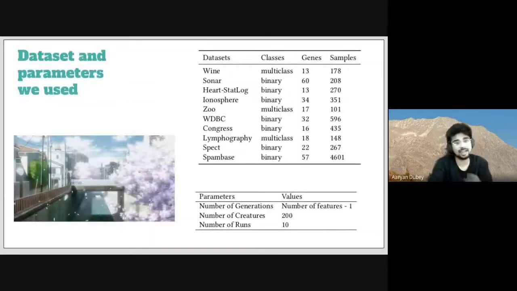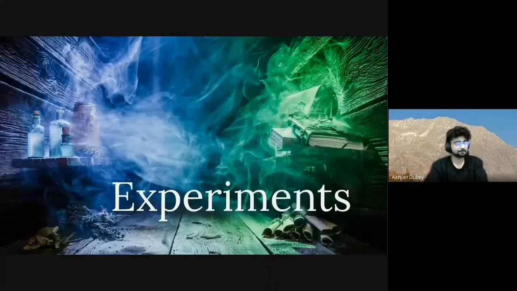Now, some datasets and parameters that we used to test our algorithm. We used 10 datasets. Out of the 10 datasets, 3 were multi-class datasets and the others were binary datasets. The parameters that we used: the number of generations was the number of features minus 1, the number of runs that we did was 10, and the number of creatures that we created was 200.